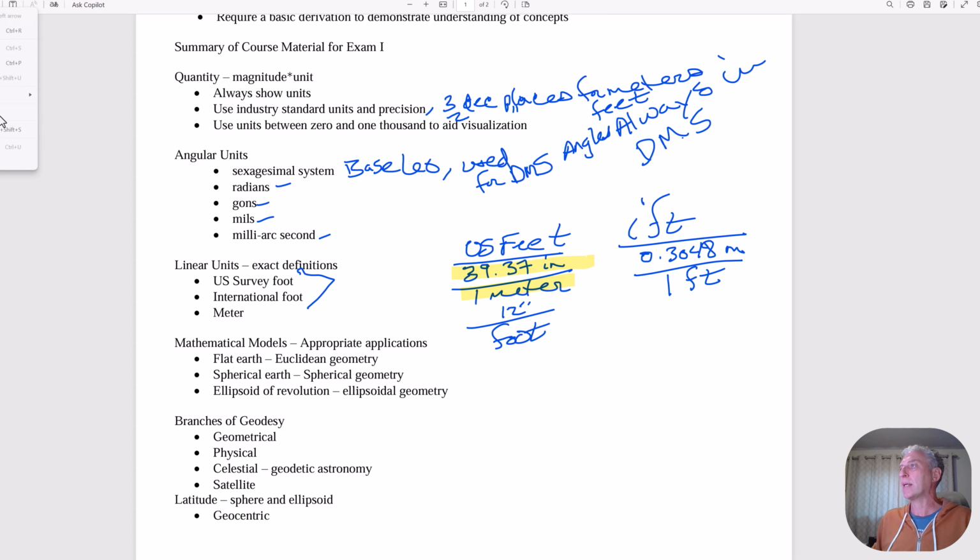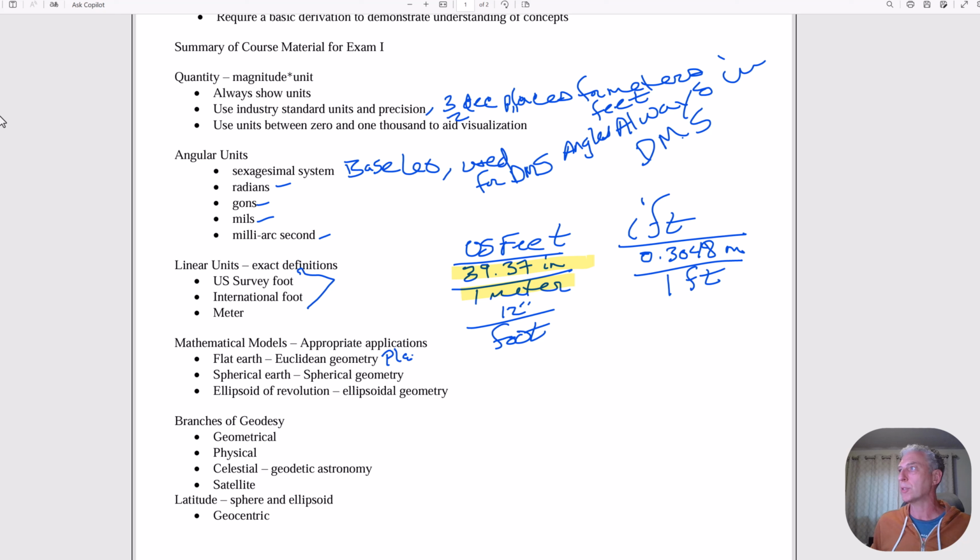Let's see, mathematical models, appropriate applications. So that means knowing when to use which model. Flat Earth, that's a plane. So the flat Earth is Euclidean geometry. That means that all of our geometric axioms are at play. We have a spherical Earth model, which is non-Euclidean. So I'll say this is EU for Euclidean, and non-EU for non-Euclidean, and constant radius.